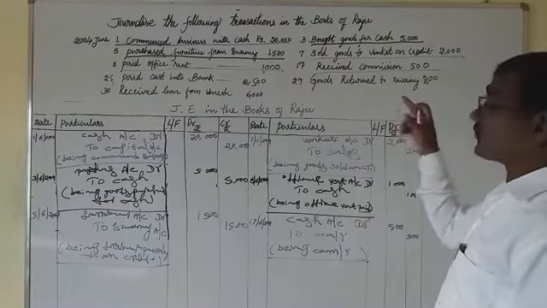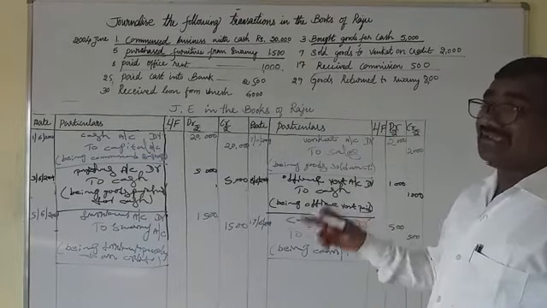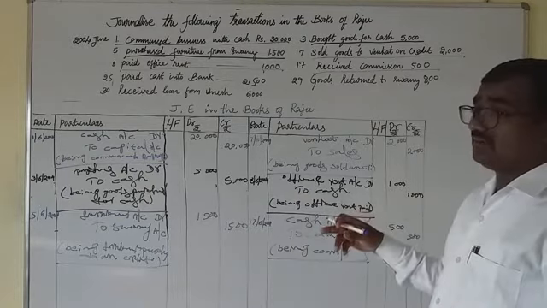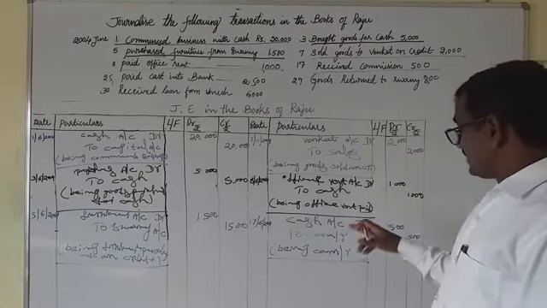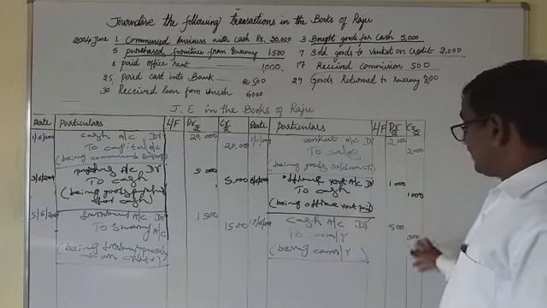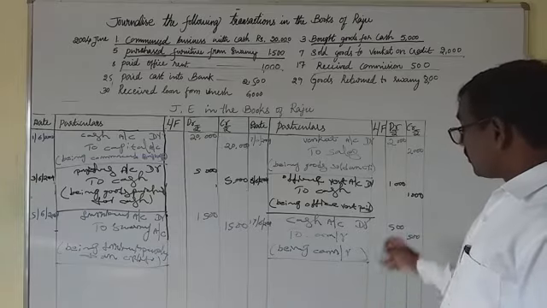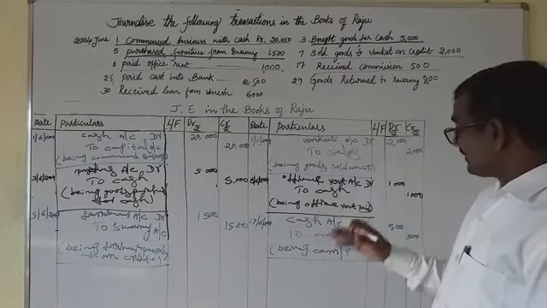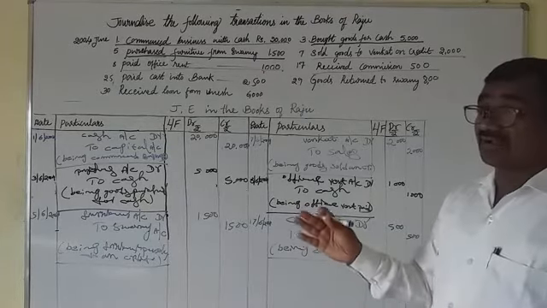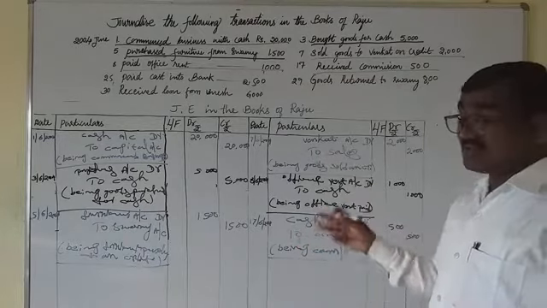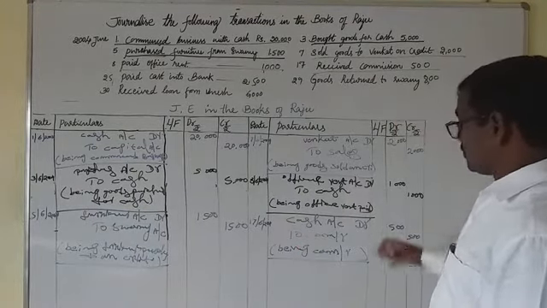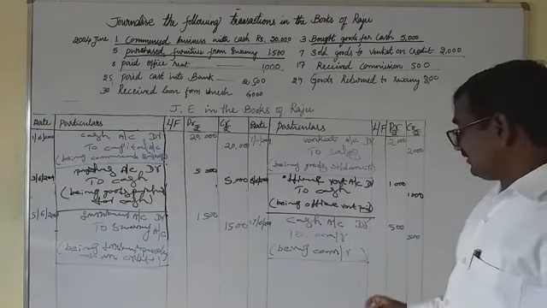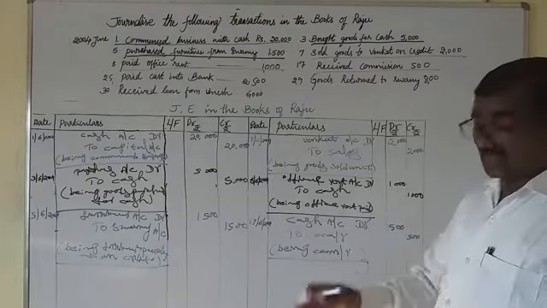Received commission rupees 500 is an income according to nominal account rules. What comes in? Cash. According to real account rules, cash account debit to commission received account. Suppose commission allowed, it is an expense, and we would have commission allowed account debit. But here it is commission received, so cash account debit to commission received account 500, being commission received.